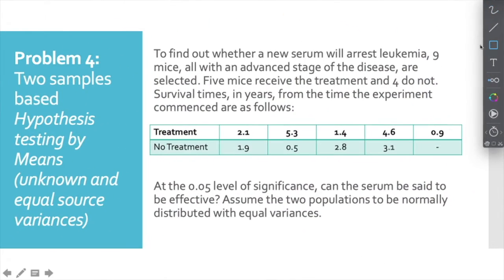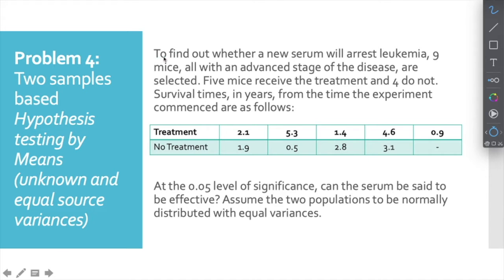Look at the first one, then I'll show you the second one, then we'll go to the third one. It is for two-sample based hypothesis testing, where only the sample data are known, supposing that the source variances are the same and equal. Source variances are unknown but equal. So treatment 1 and no treatment: treatment was given to a particular sample and the treatment was not given to the other sample.